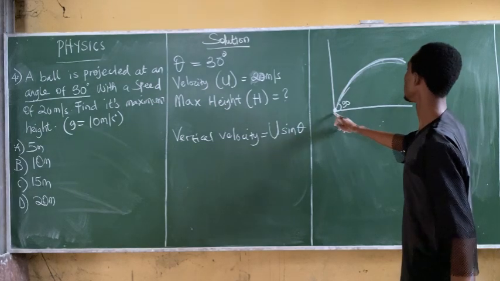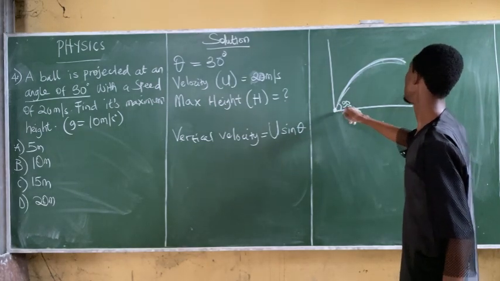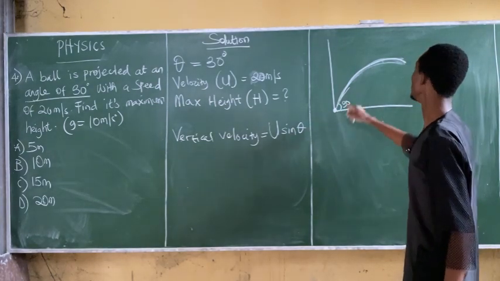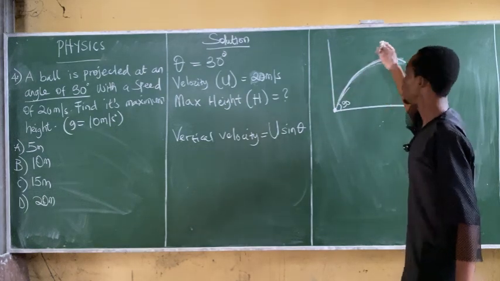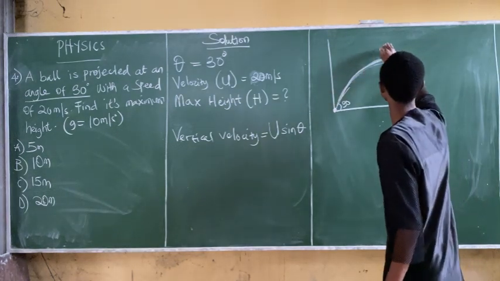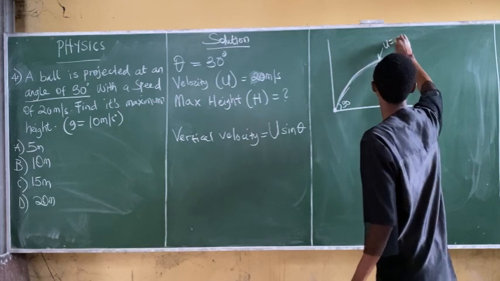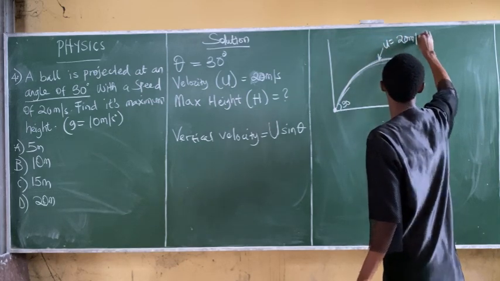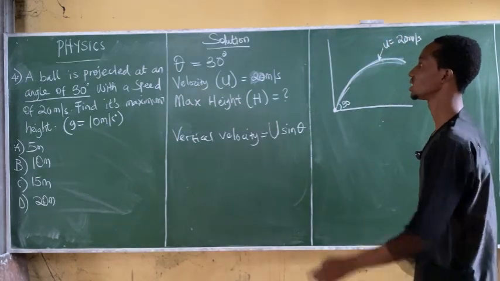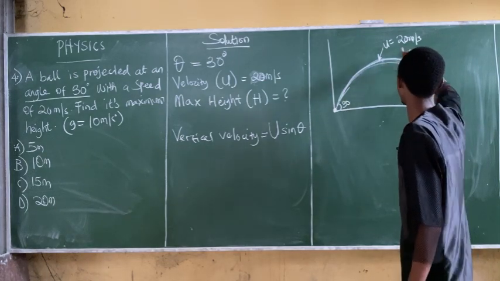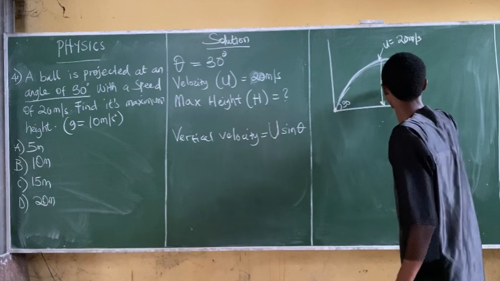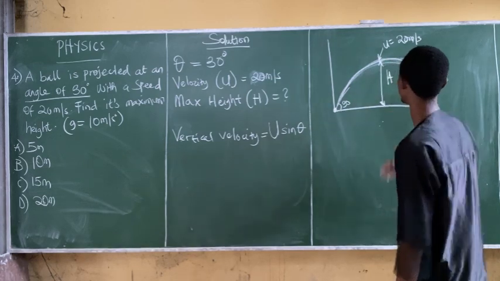Now this is the ball. It is projected at an angle of 30 degrees, with the speed at which this ball is moving being 20 meters per second. They ask: what is the maximum height? Let's say this is the height, the maximum height.